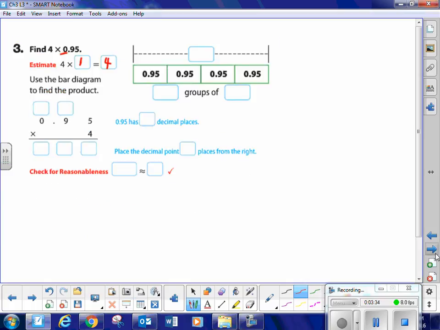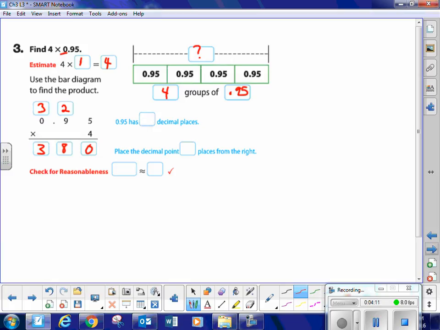Use the bar diagram to find the product. It's 4 groups of 0.95. That's why I'm going to put that in here. I don't know what they expect in that other place, question mark. So we multiply 0.95 times 4. 5 times 4 is 20, 0 carry the 2. 4 times 9 is 36, plus 2 is 38. And 4 times 0 is 0, plus 3 is 3.